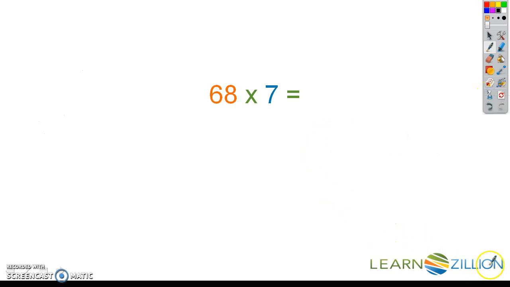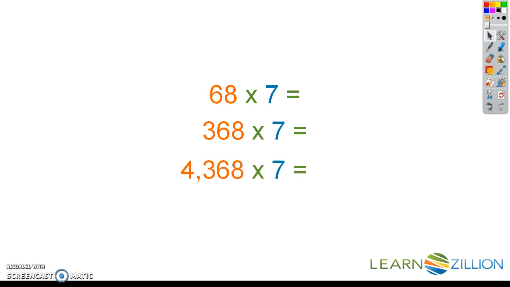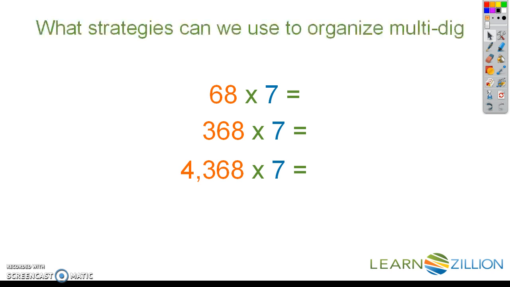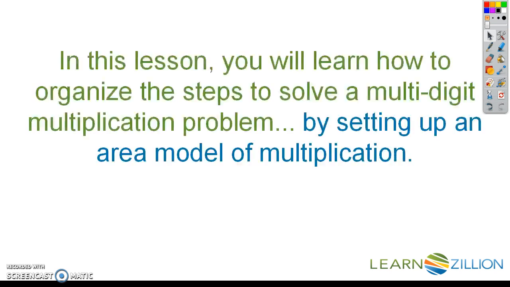Alright, so we are also going to be doing 368 times 7 and 4,368 times 7 in this lesson. So we're going to be doing drawings for all these because the area model involves you doing a drawing. What strategies can we use to organize multi-digit multiplication? So we've already did standard, and now we're going to be doing the area model. In this lesson, you will learn how to organize these steps to solve a multi-digit multiplication problem by setting up an area model of multiplication.